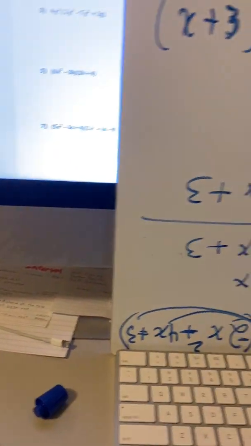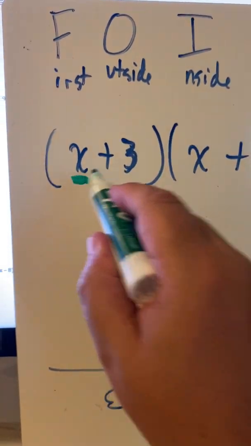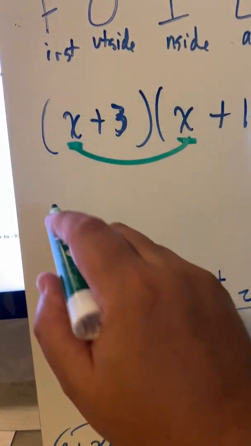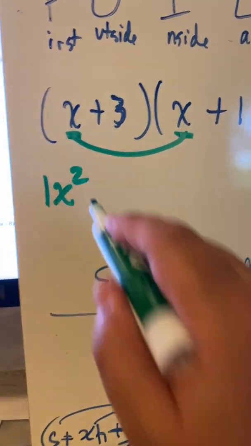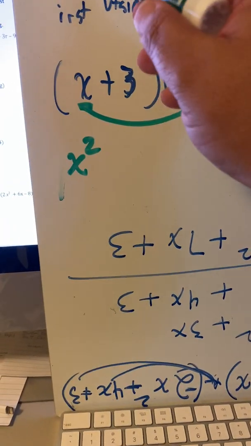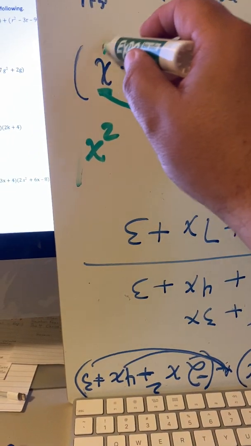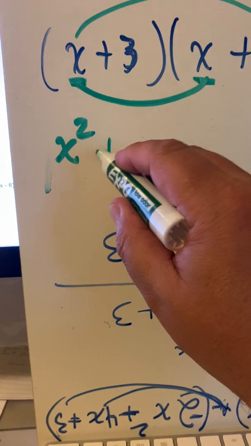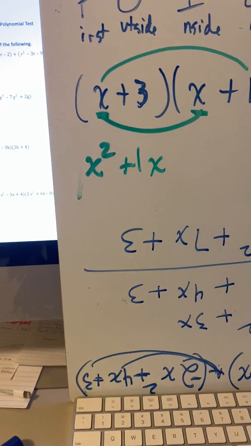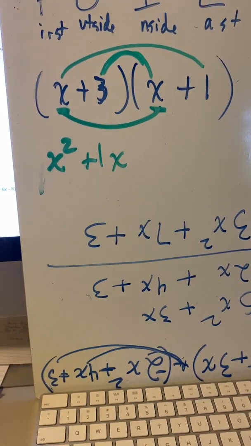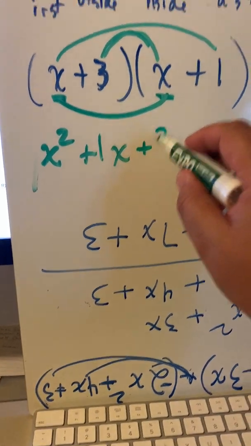Let me use a different color just to give you a better view. First means I take the first number, multiply. 1x times 1x makes 1x squared, or just plain old x squared. That's first. Outside of the two outside numbers. Outside. X times 1 is just a positive 1x. Inside, that's the inside two numbers in the binomials. 3 times x is just a positive 3x.